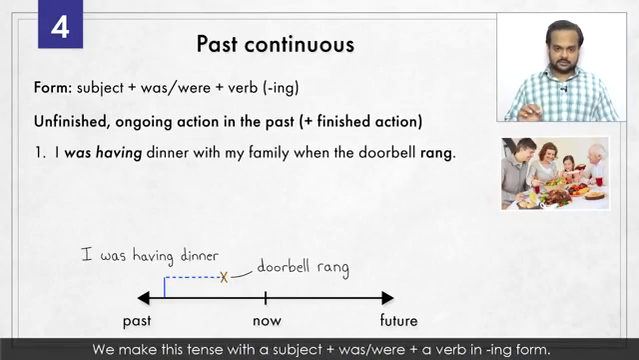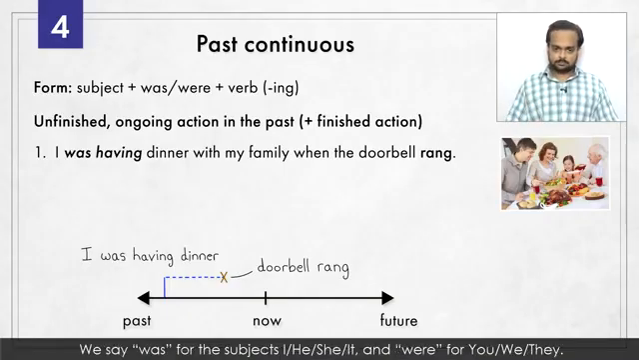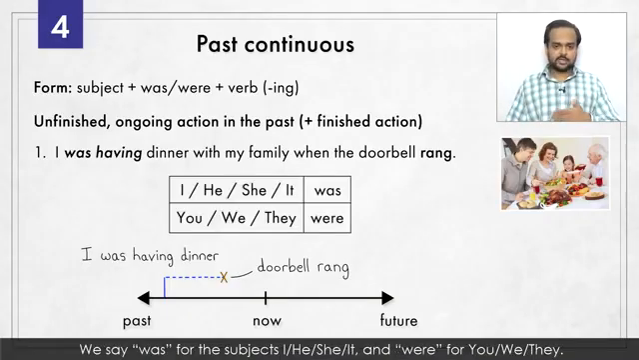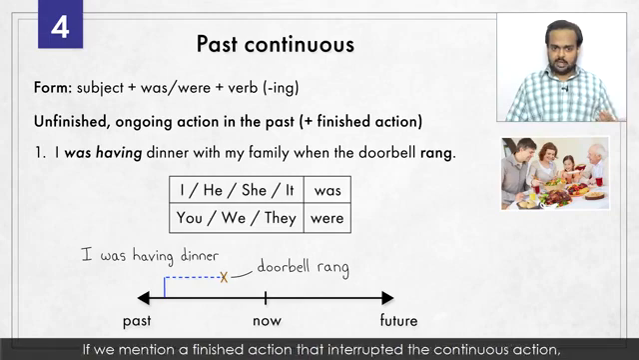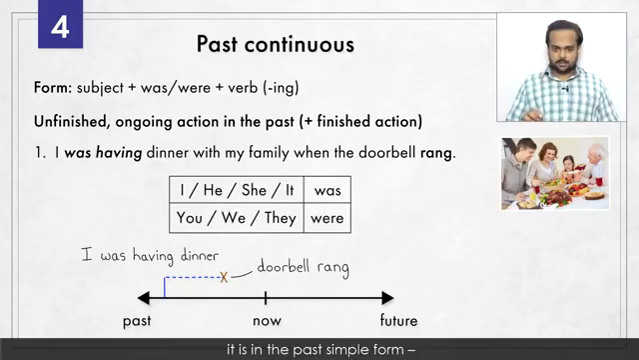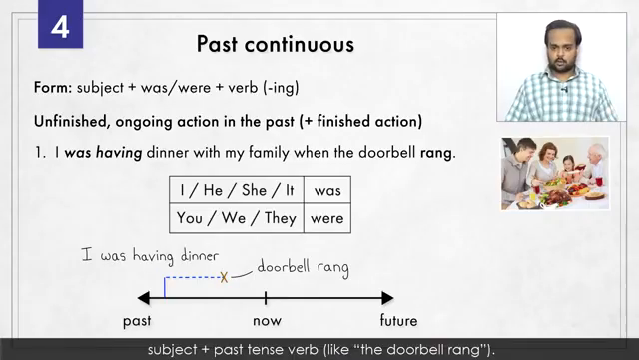We make this tense with a subject plus was or were plus a verb in ing form. We say was for the subjects I, he, she, it, and were for you, we, and they. If we mention a finished action that interrupted the continuous action, it is in the past simple form, subject plus past tense verb, like the doorbell rang.